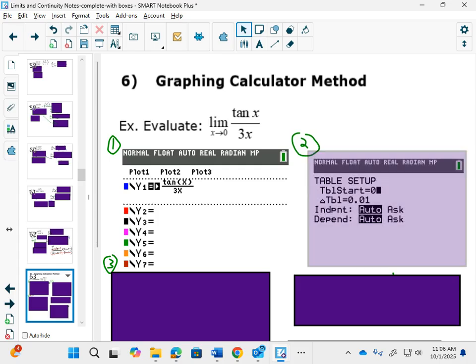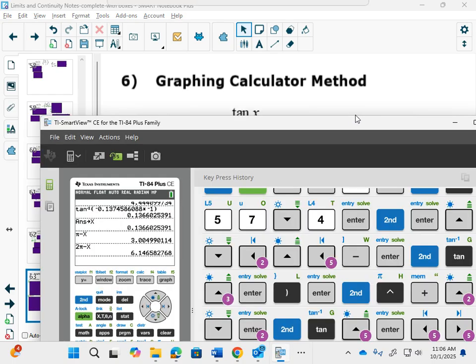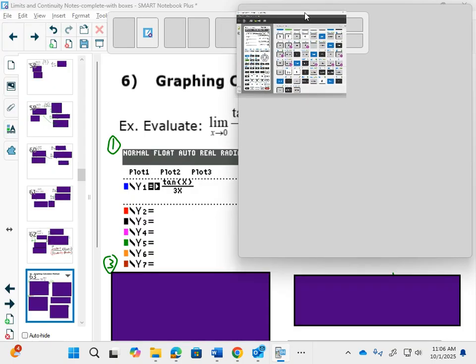Secondly, we're going to set up our table, and I'm going to show you some tricks in here. So let's go to our calculator, slide this over here so you can see it. Tips and tricks.